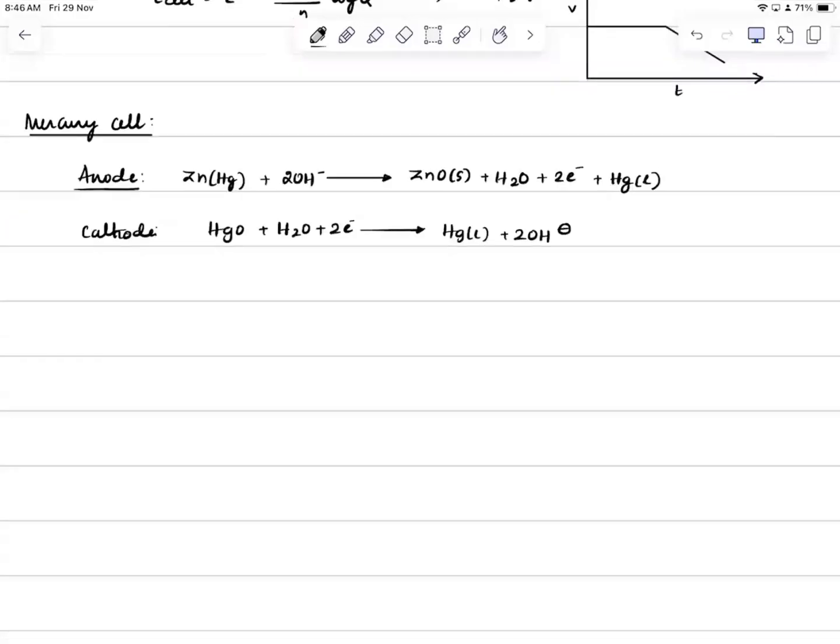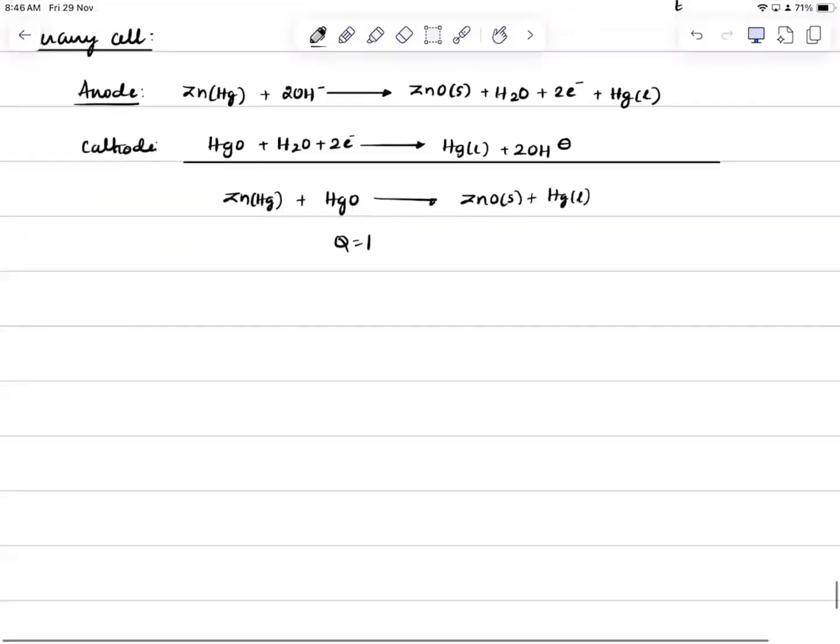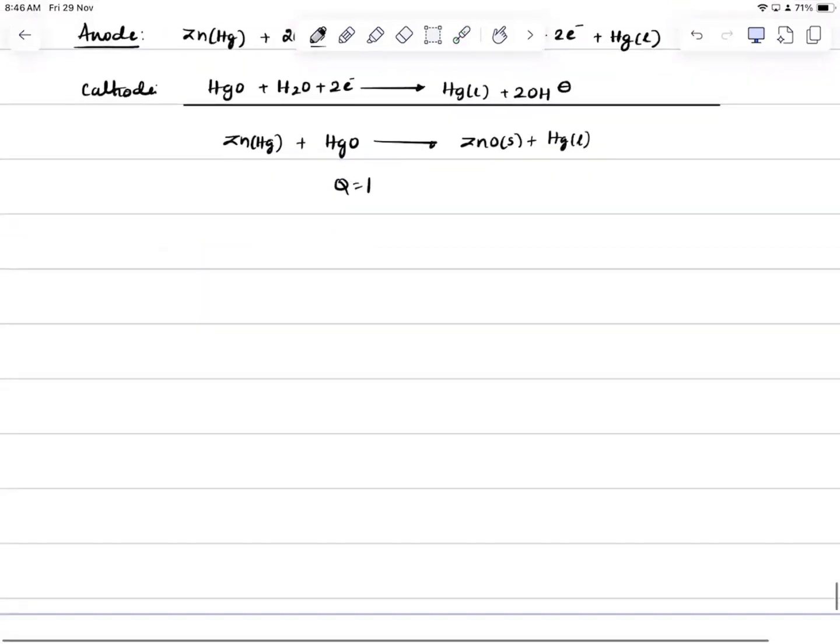So if I write the overall reaction here, the 2OH- is getting cancelled. All I have is zinc mercury amalgam plus HgO, which is giving ZnO plus Hg liquid. So in a way, Q is always being 1. So you will see a constant voltage is being generated. So E value will be almost equal to E naught value, which is equal to 1.35 volts.